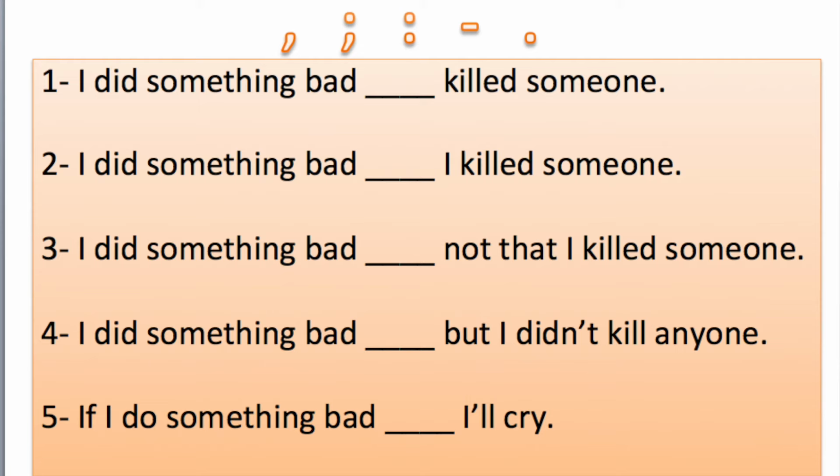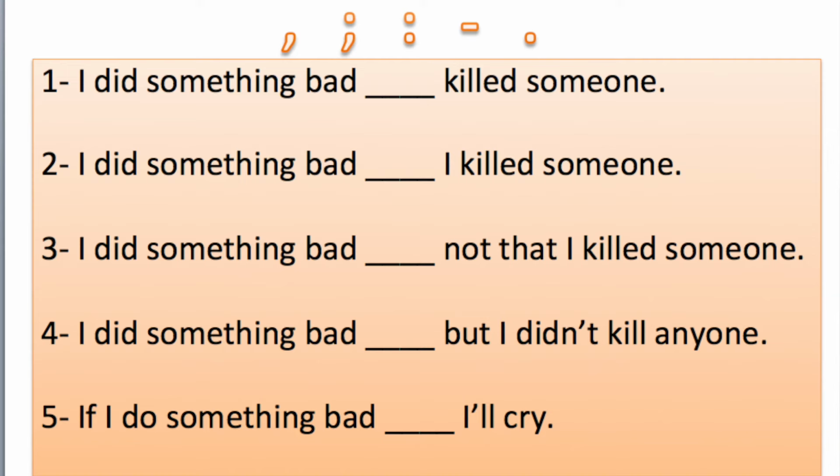So if I have two complete sentences, there are two ways I could answer this one correctly. Either with a period or with a semicolon. Both of those answers are correct. Number 3, I did something bad, not that I killed someone. Now I'm subtracting a detail from the sentence. I would make that sound, I did something bad, dash, not that I killed someone.